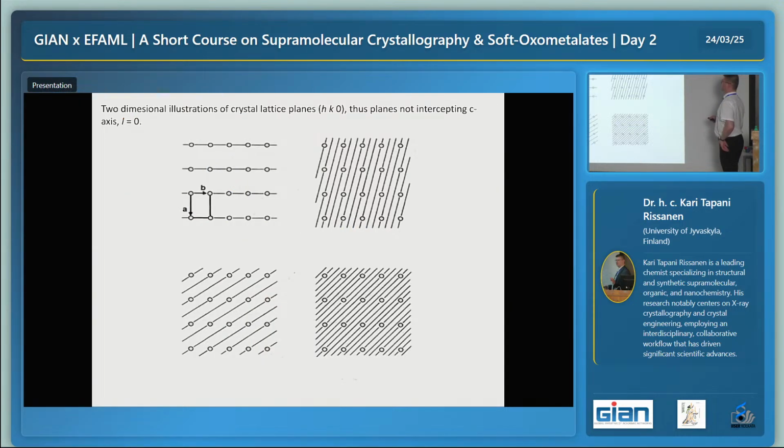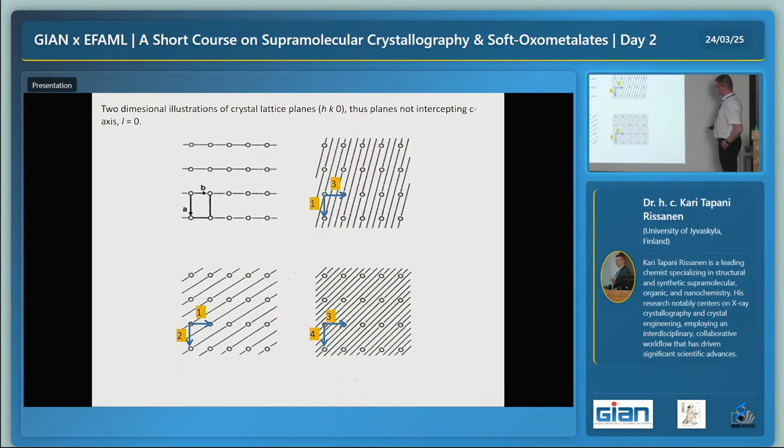Now, two-dimensional illustrations. We will look for the planes where L is 0. We only look for HKL. The plane is not intercepting the C, so L is 0. And then this one here would be 1, 3, that kind of thing, that is points. Here it would be 1, 2, 0. So that would be like 1, 3, 0, 2, 1, 0, and so on.